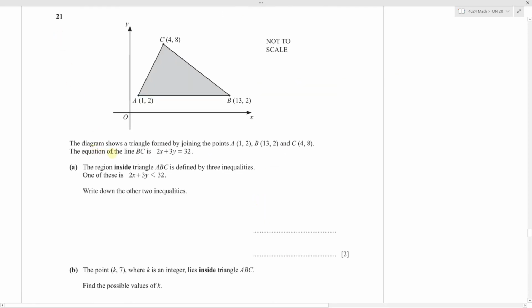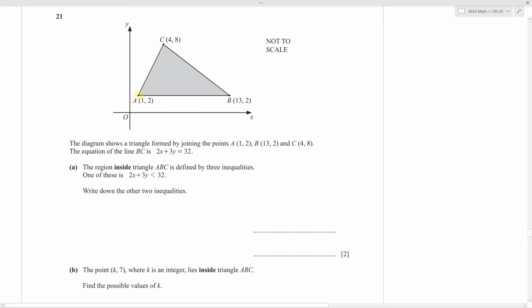Question number 21 is the diagram shows a triangle formed by joining the points A, B, and C. The equation of the line BC is given. Part A is the region inside triangle ABC is defined by three inequalities. One of these is 2x plus 3y is less than 32. So this inequality belongs to this line BC for which the equation is given. Write down the other two inequalities.